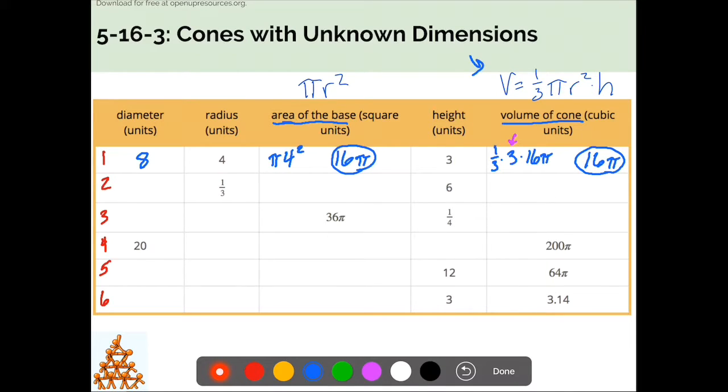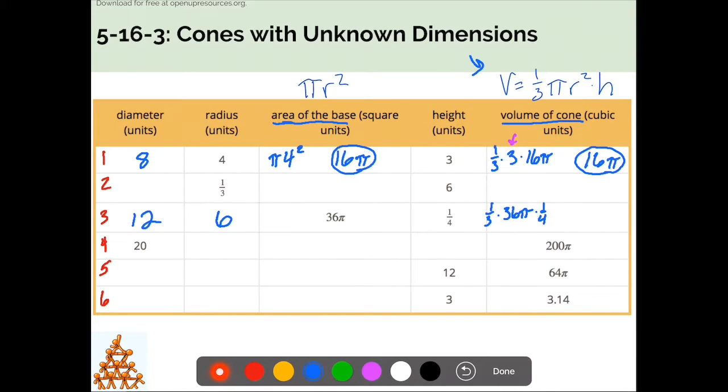Okay, then I want to work through number 3. Number 3, they give you the area of the base as 36 pi. My radius then I know is going to be 6 because 6 squared is 36, and the diameter then is going to be 12. So now the height is 1/4. To find the volume, I'm going to take my 1/3 again, times, I need to multiply it by the area of the base and the height. I'm going to take 1/3 times 36 pi times 1/4 in that order.